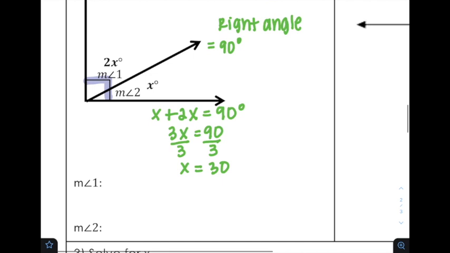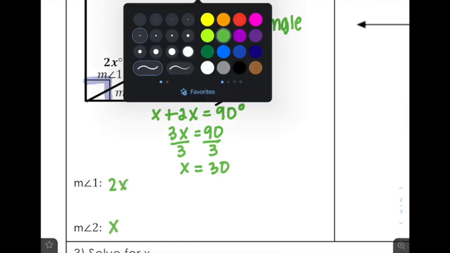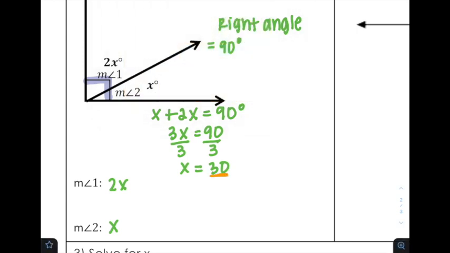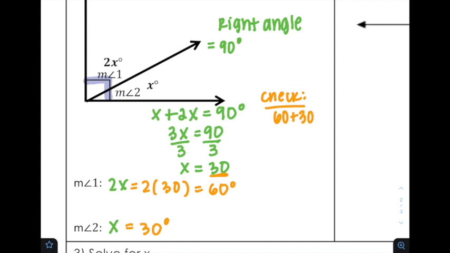Now for the measure of angle 1, since it's 2x and this is x, I would substitute in my value of x into each measurement. So this would be 2 times 30, and this would just be 30. So this is 30 degrees, and this would be 60 degrees. And you can always check, knowing that it's going to have to add up to 90. I can say 60 plus my 30. Is that equal to 90? 90 equals 90, and I know I'm correct.